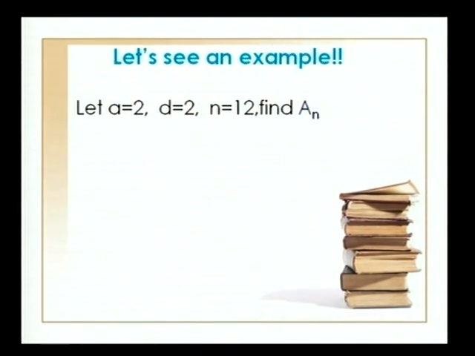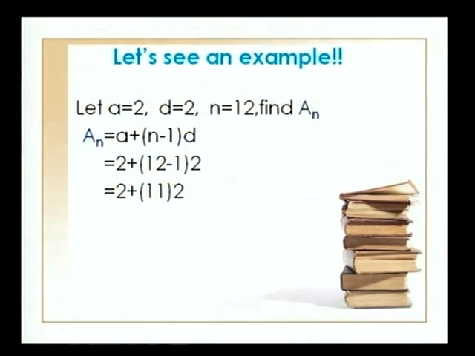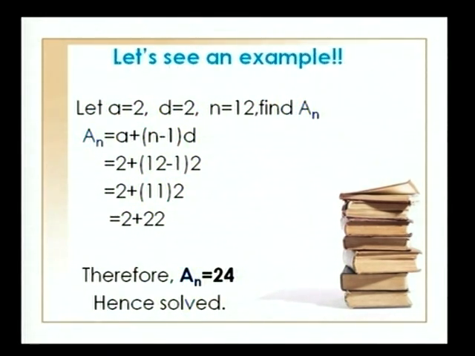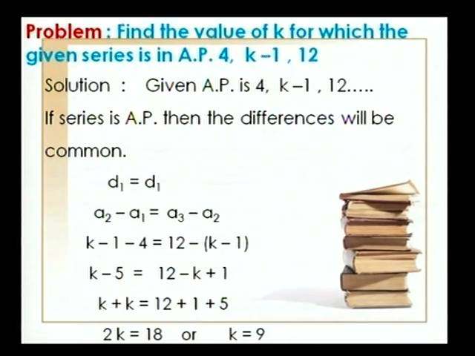Let us see an example. Here given a is equal to 2 with common difference 2, and we are going to find here the term is 12. Formula, then given a is equal to 2 and given n is equal to 12, 12 minus 1 into d, then 2 plus 11 into 2, then 2 plus 22, 11 twos are 22, then an is equal to 24. And hence we solved by the general formula, that is an is equal to a plus n minus 1 into d. And this is also one example.